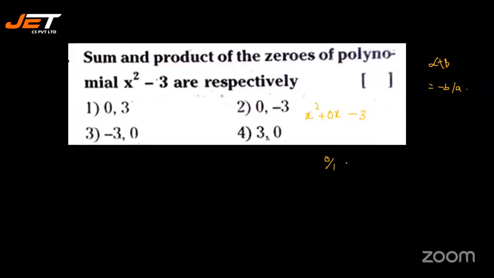So what is minus b by a? 0 by 1 is 0. What is alpha beta? Minus 3 by 1, which is minus 3. So your answer must be 0, minus 3. Right? That's how your answer is this.